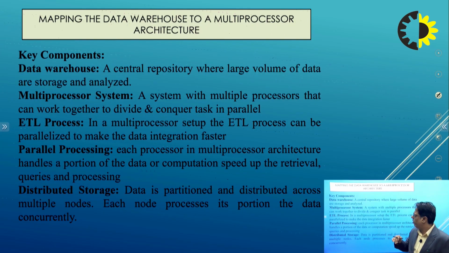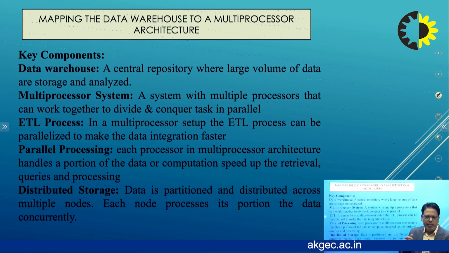Second key component, multiprocessor systems: a system with multiple processors to divide and conquer tasks in parallel mode. If we use multiprocessor systems and architecture, queries and data are executed by divide and conquer, meaning problems are divided into subproblems, and these subproblems are distributed to multiple processors, which work in parallel mode.